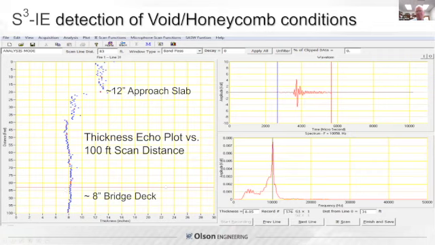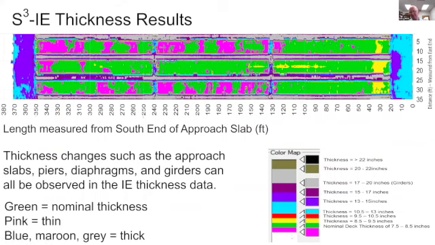So very good data. This is the plot of the results. It's a color scale again, showing that we got mostly the expected deck thickness, but when we were over the underlying beams and diaphragms, it looked thicker, and the approach slabs were 12 inches thick. They were the thickest, but we didn't find anything indicative of internal void or honeycomb.